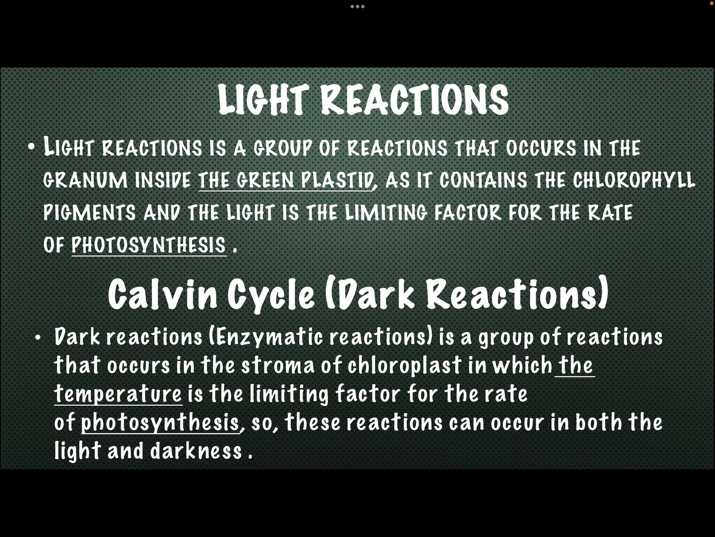Calvin cycle, the dark reactions. Dark reactions, or enzymatic reactions, are a group of reactions that occur in the stroma of the chloroplast, in which the temperature is the limiting factor for the rate of photosynthesis. So these reactions can occur in both light and darkness because they are not dependent on the light.